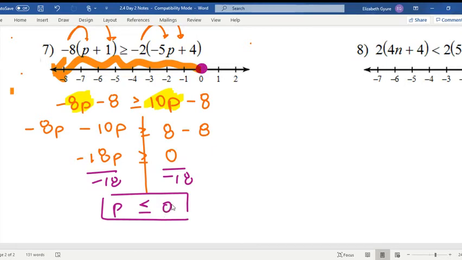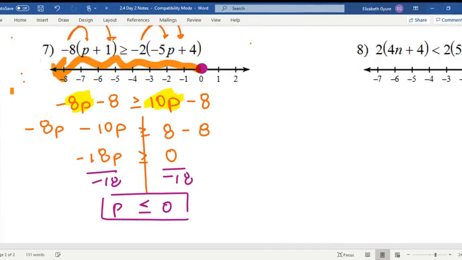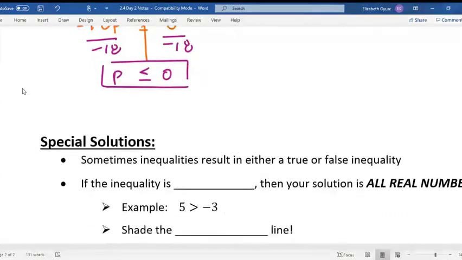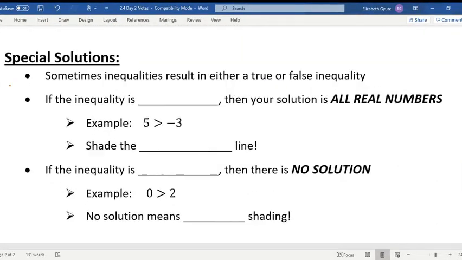All right, we're going to skip number 8 because I feel like we're doing okay, and I want to make sure we talk about our special solutions. I don't want us to forget about these. So they are special solutions.